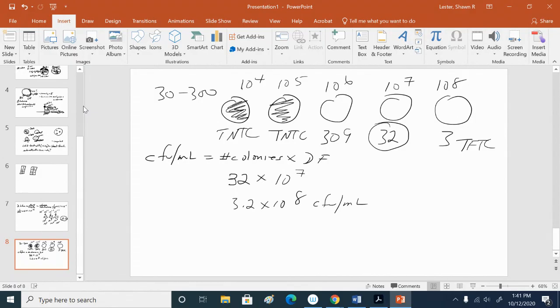So questions on serial dilutions? What's that?